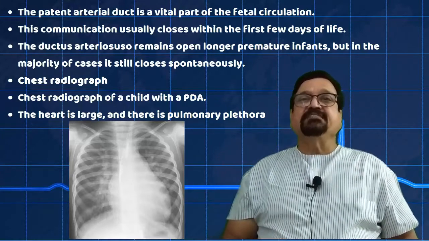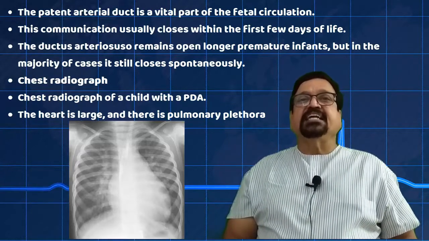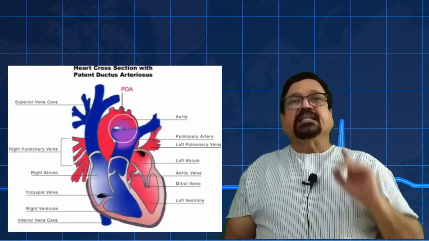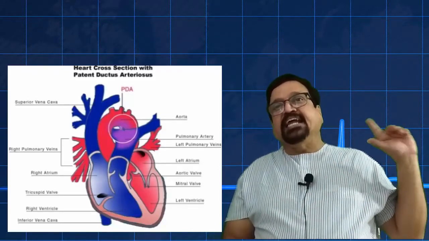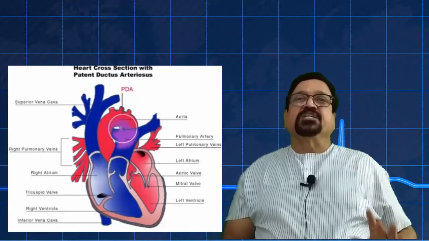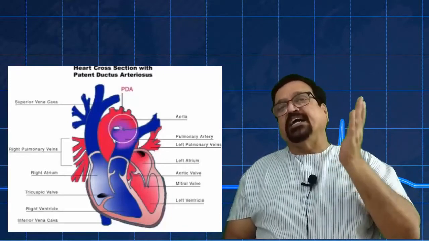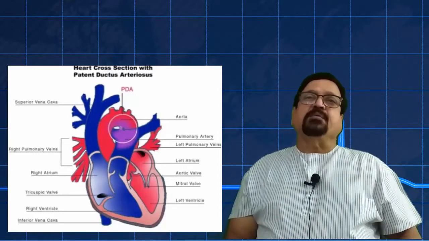Now what are the chest X-ray features? In chest X-ray the heart is large and there are pulmonary plethoric changes. Now this shows you how a hemodynamic is set in when there is patent ductus arteriosus. The blood comes from the pulmonary artery into the aorta. Usually it closes 1 hour after the birth.